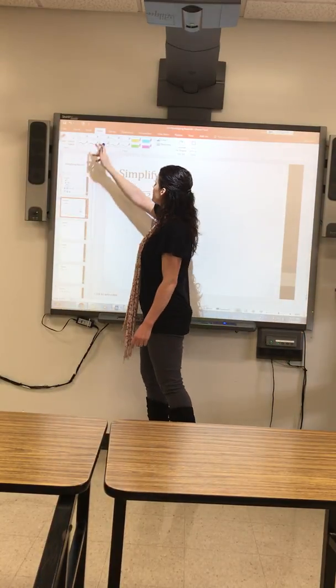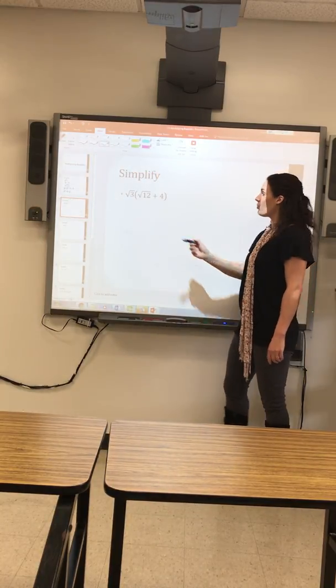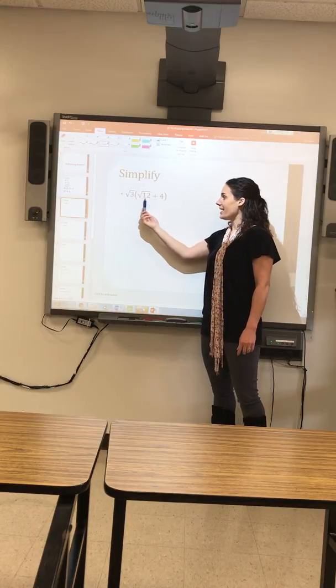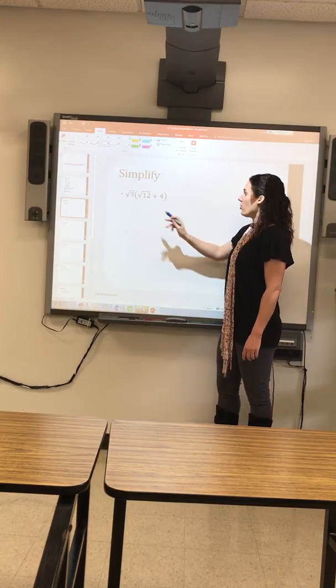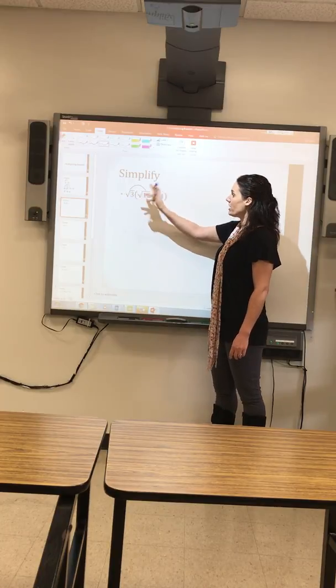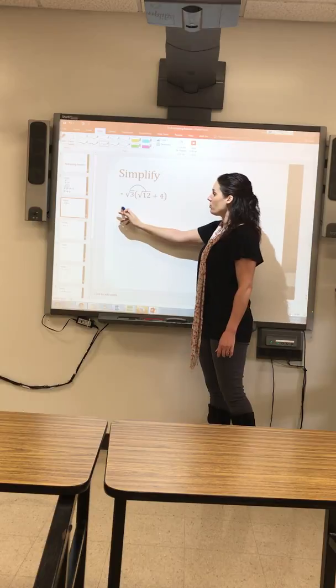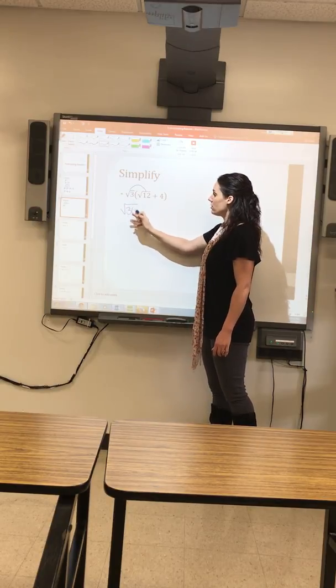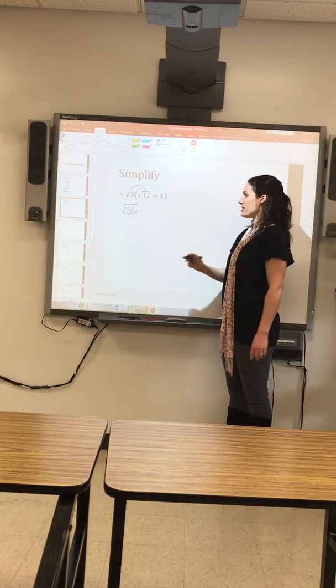Next one. This is what we're actually going to get into today, where you're going to work on the distributive property that has radicals in it. So it has square roots within your problem. When you take -3 or square root of 3 and multiply by the square root of 12, you would end up with the square root of 36. So you multiply the radicands together and you get the square root of 36.